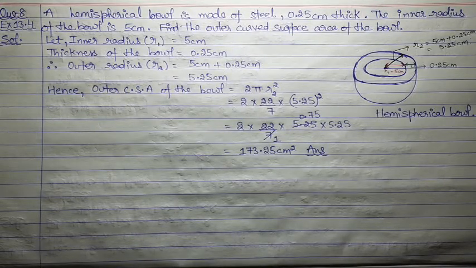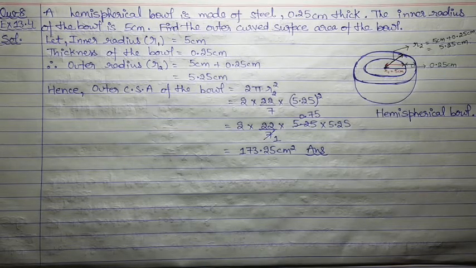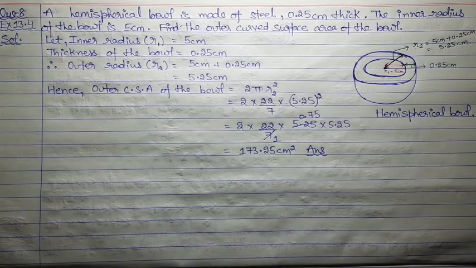Exercise 13.4, question number 8. A hemispherical ball is made of steel 0.25 cm thick. The inner radius of the ball is 5 cm. Find the outer curved surface area of the ball.